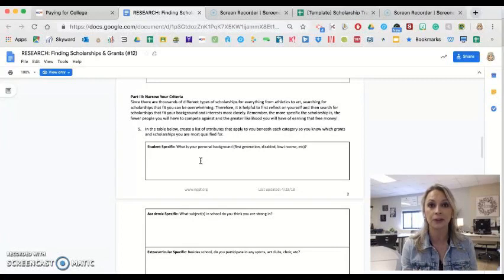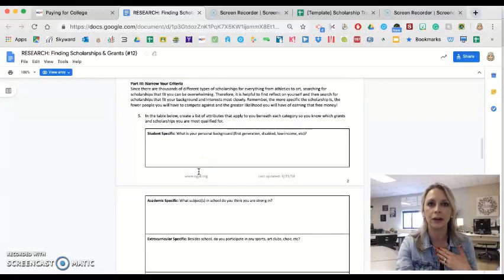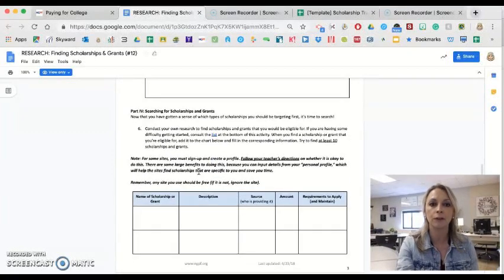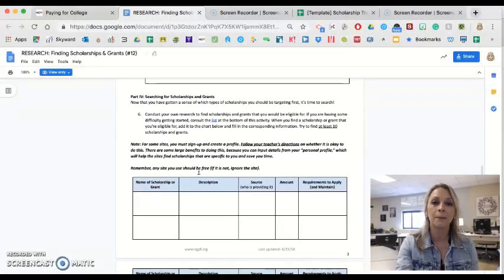I really like part 3 because it also gives me some background knowledge on the students. So if I come across a scholarship, I might think, oh, this would be relevant or helpful to this particular student, and I can pass it on to them. Then the bulk of the assignment is part 4, where they actually search for scholarships that they can apply for.